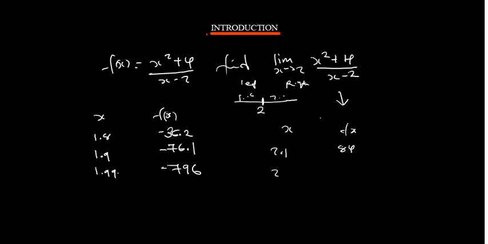Let's try another number, 2.05. If you put 2.05, it will be 2.05 squared plus 4 over 2.05 minus 2. This will give you something like 164, if I'm not mistaken. So you put here 164. This number is just increasing. So let me end here and I'll give the conclusion.